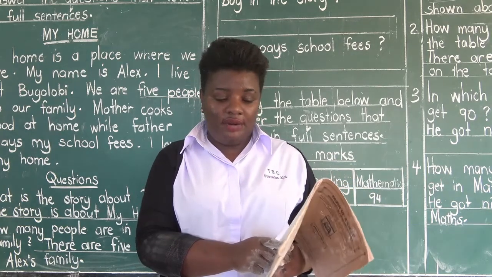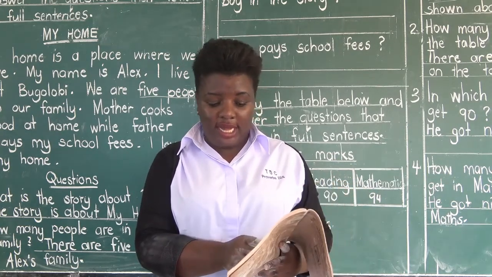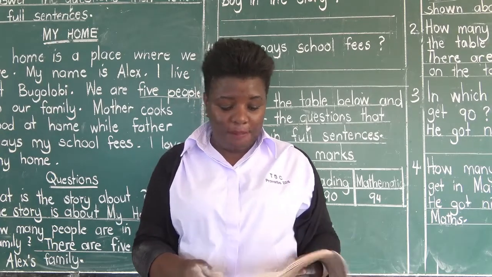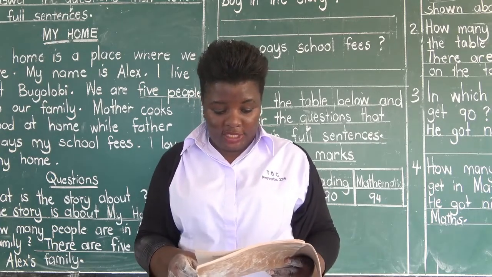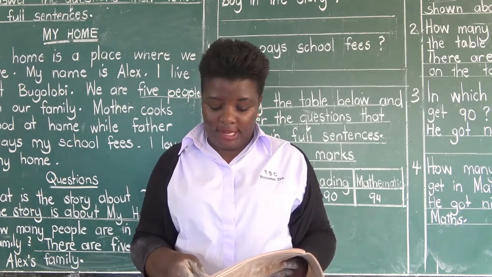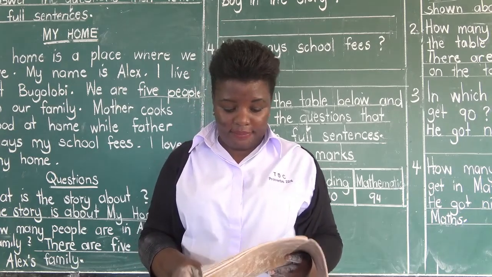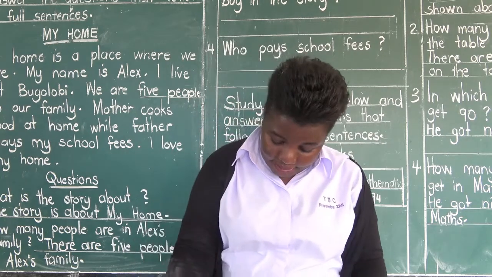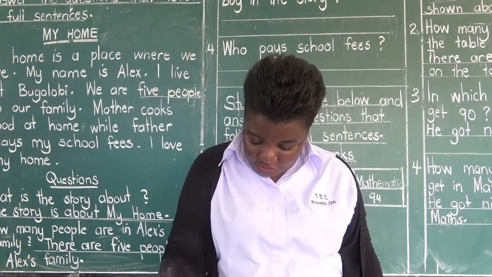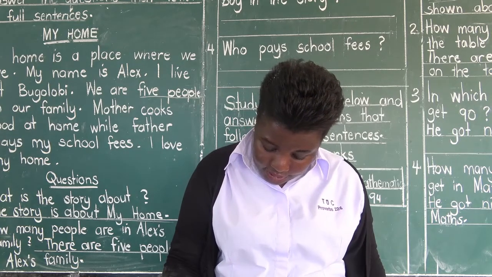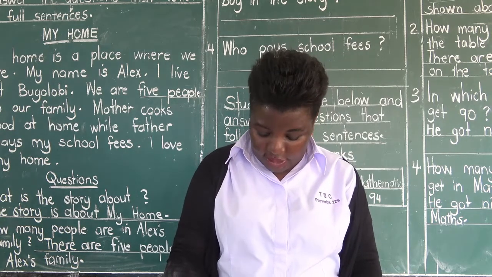So let me read the rhyme one more time. Jack and Jill went up the hill to fetch a pail of water. Jack fell down and broke his leg, and Jill came tumbling after. By Betty. Question number 1. These questions are going to be easy. But don't forget to answer in a full sentence.